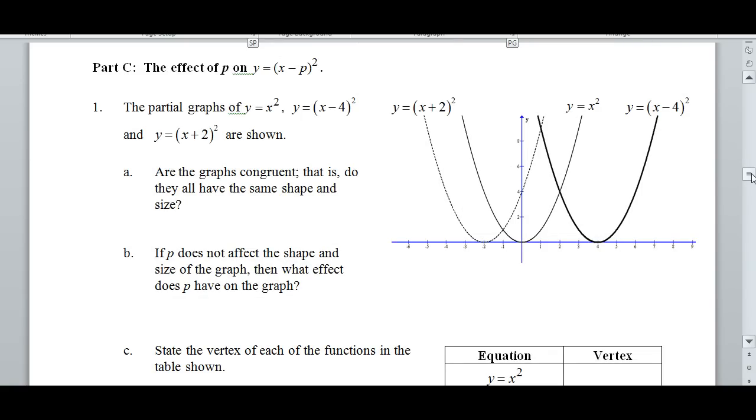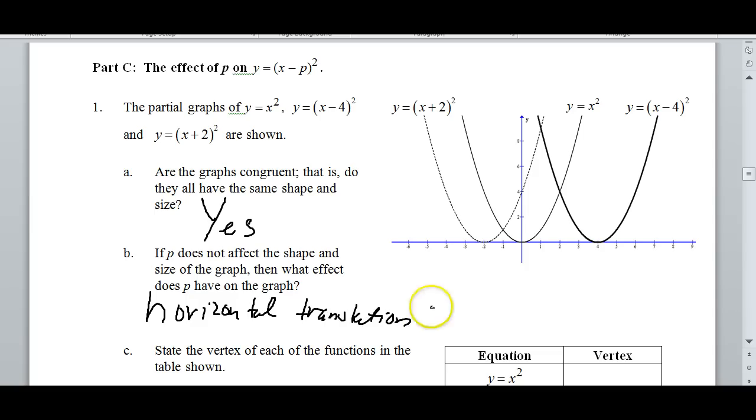Okay, now graphs are provided for us, so we're looking at part C, the effect of p on y equals x minus p quantity squared. We have y equals x squared, y equals x minus 4 squared, and y equals x plus 2 squared. Are the graphs the same shape? That is, are they congruent to each other? And the answer to that is yes, they are. So p does not affect the shape. Then what effect does p have on the graph? Well, we can see that these graphs have been moved left and right. We call that a horizontal translation.